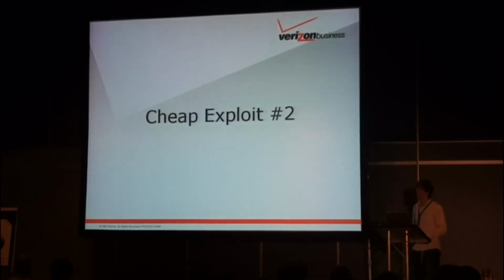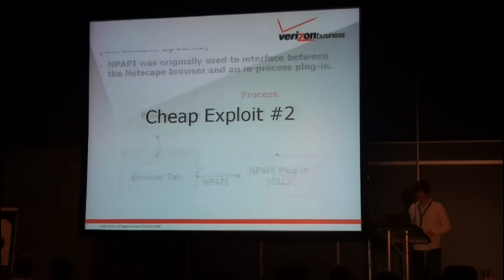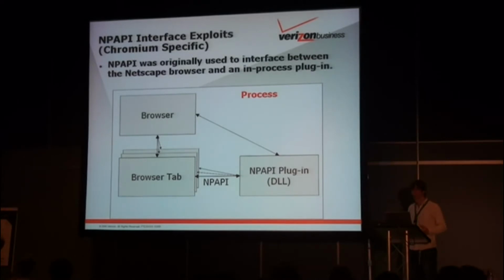Okay, so a second exploit is Chrome specific, and actually it's an architectural issue which I think will maybe be fixed in the coming year or two. But it's related to how they use NPAPI, which is the plugin interface originally designed for the Netscape browser. So in the Netscape browser and early versions of Firefox, plugins ran inside the same process as the browser. They weren't separated. There were no security boundaries between any of these. NPAPI was used kind of in process.